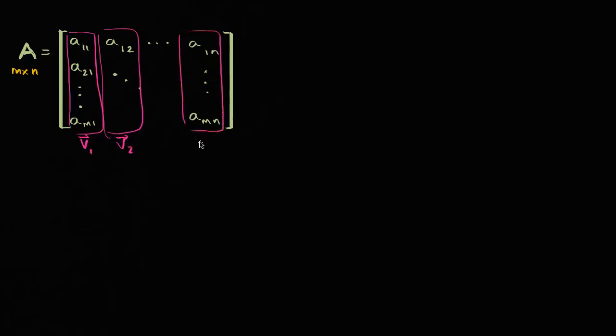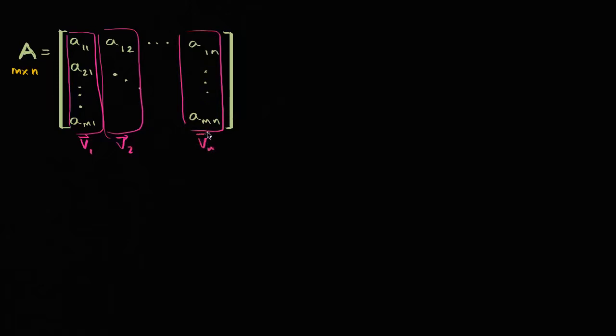So first of all, what am I talking about as column vectors? Well, as you can see, there's n columns here, and we can view each of those as an m-dimensional vector. So you could view this one right over here, we could write that as v1. This next one over here would be v2. And you would have n of these because we have n columns. And so this one right over here would be vn.